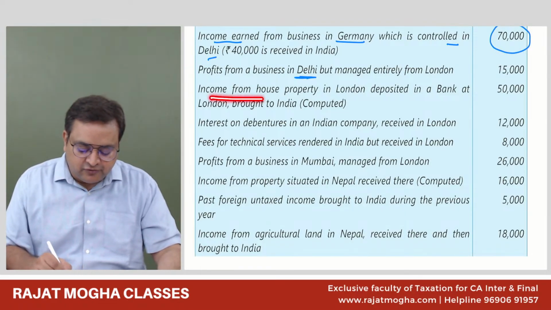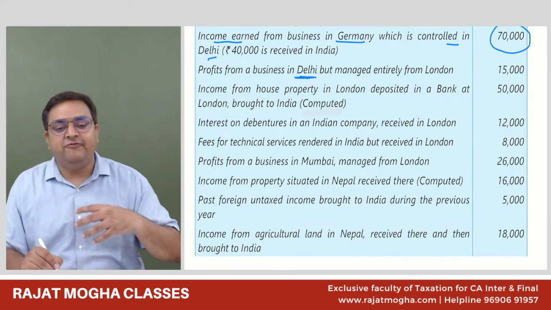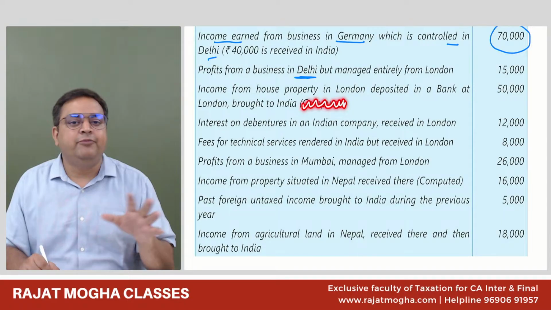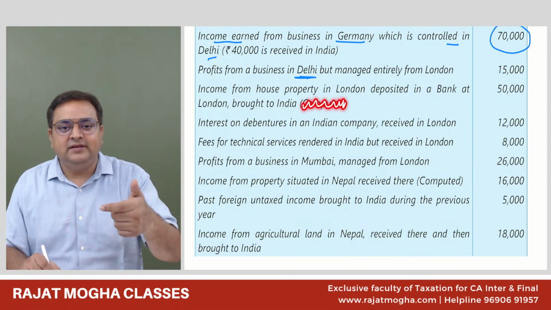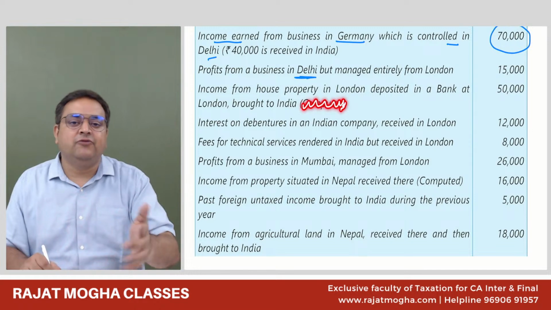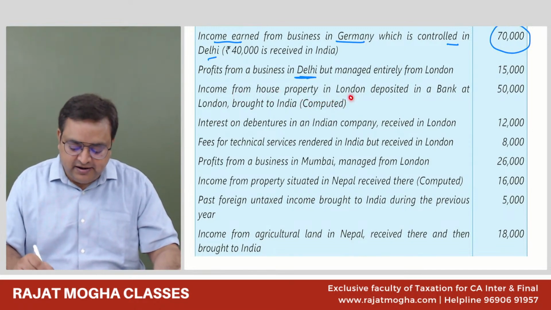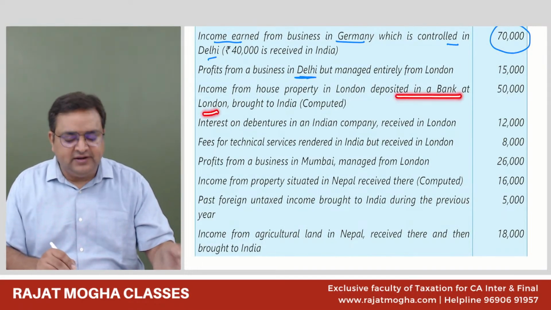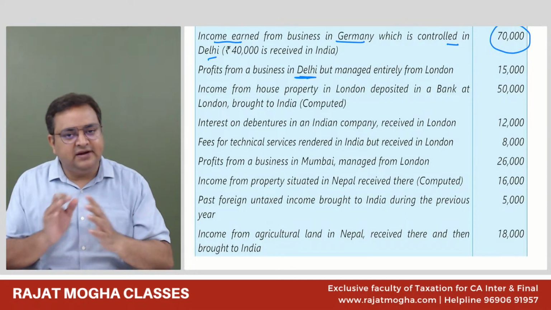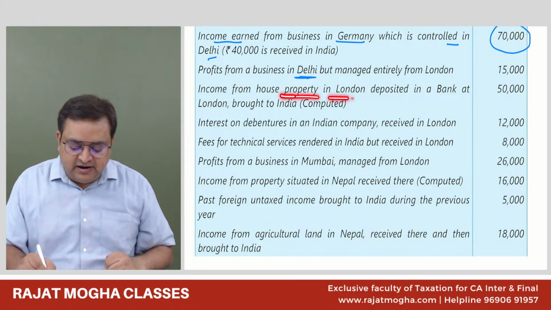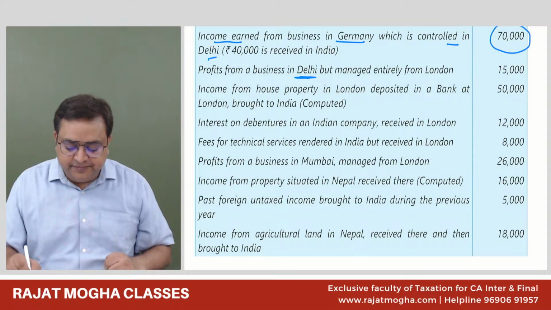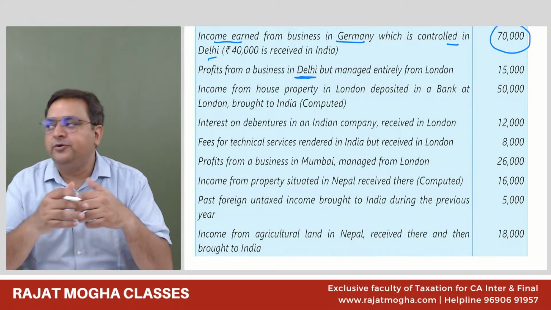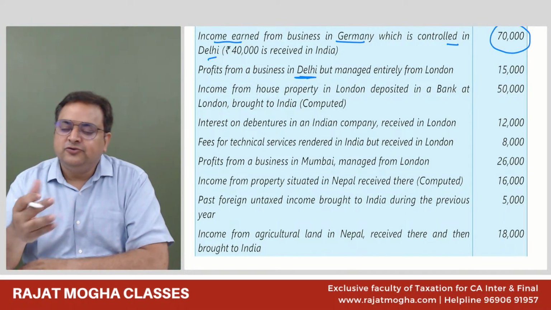So here income from house property is written. Although they have safely mentioned computed also, even if they had not, I would assume that it is a computed income. So please see whether rent is written over there or income from HP. So it is income from HP in London, so it is not an Indian income, first of all. Deposit in a bank in London means that it is not received in India also. So this is London house property income, deposited there, and then brought to India. Brought to India means it is received in India or it is remitted to India. It is remitted.